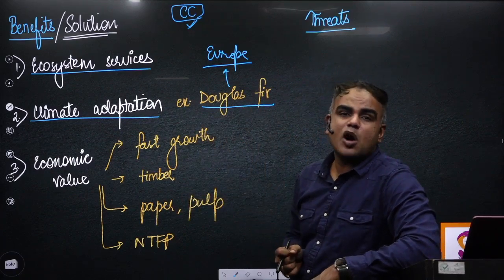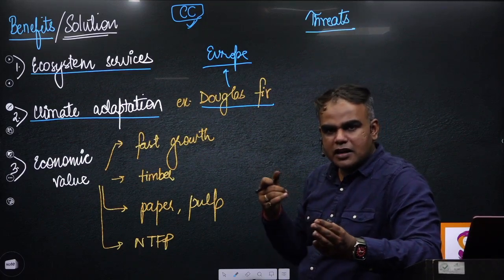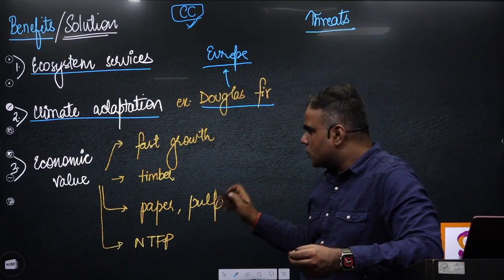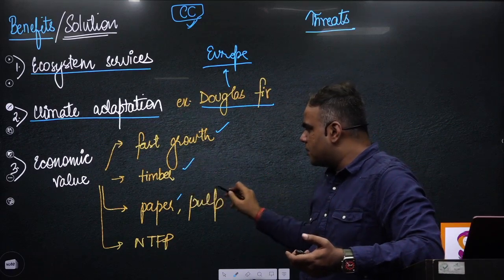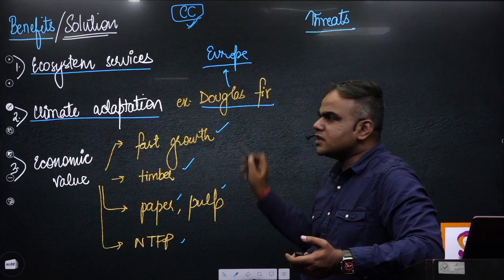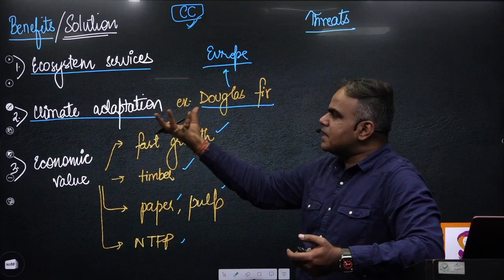They also have a great economic value. Why? You see, these non-native species grow very fast. They have very short growing periods. Because of their fast growth, they provide us timber, pulp, paper, non-timber forest products. So there are a lot of benefits that we derive out of them. Plus they also help in climate adaptation.